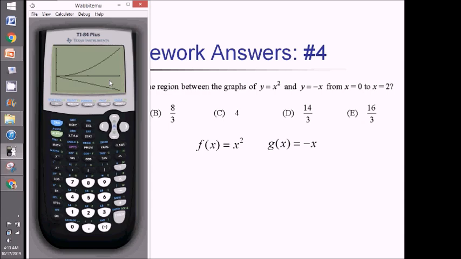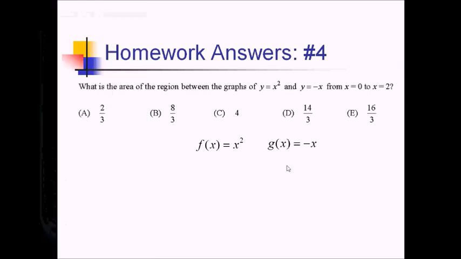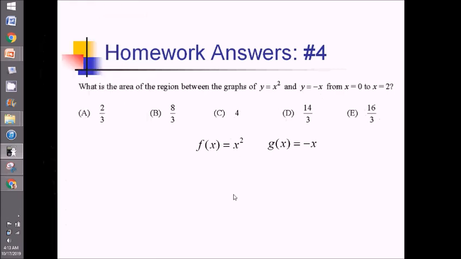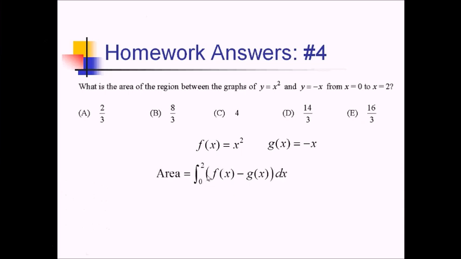Okay, so we're going to need an integral from 0 to 2, and I know my line is below the parabola. So that means that this f of x function is my top function. So I'm going to do the integral from 0 to 2 of f of x minus g of x, because x squared is higher up than negative x. And now let me just integrate that.